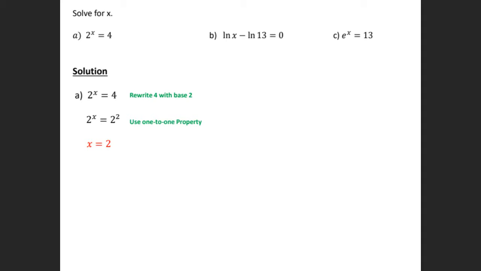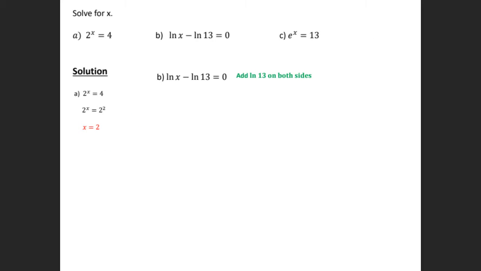If we are solving for B, so we solve for x. Natural log of x minus the natural log of 13 is equal to 0. Believe it or not, this is an easy one to answer. All I'm going to do is move one of the natural logs to the other side. I'm just going to move the minus natural log of 13 to the other side, and I do that by adding the natural log of 13 on both sides.